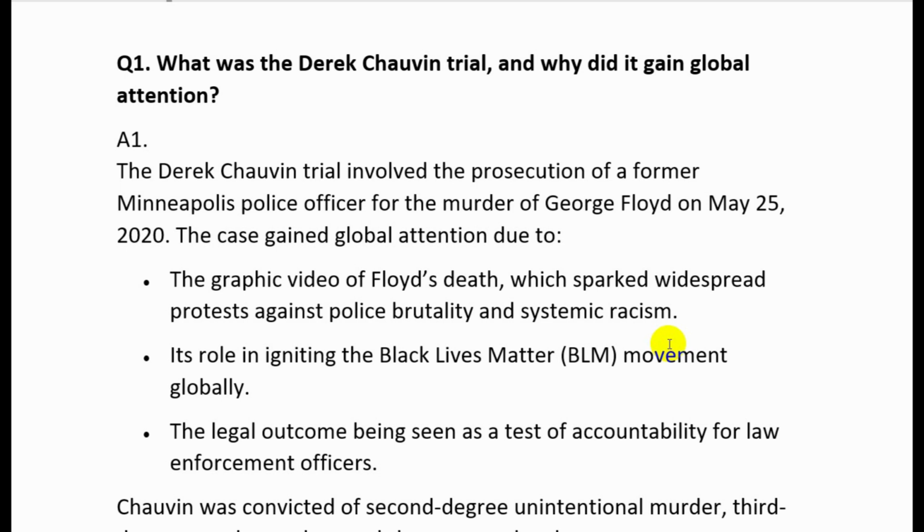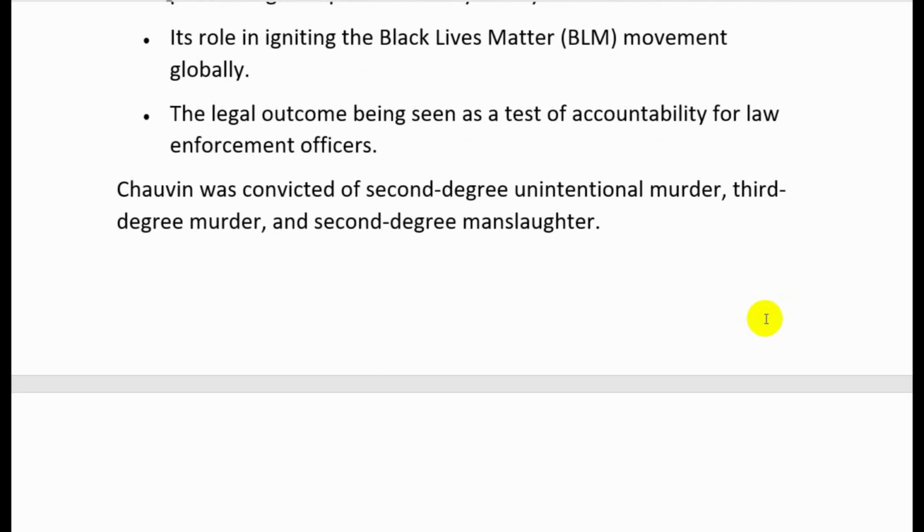So, three things. There was graphic video evidence. Second, it led to the Black Lives Matter movement. And third, there was a demand for greater accountability for law enforcement officers. So this was why it gained greater attention. Chauvin was convicted of second-degree unintentional murder, then third-degree murder, and second-degree manslaughter. We'll need to understand all of these three terms, but in a separate video. We'll do all of these, not here.